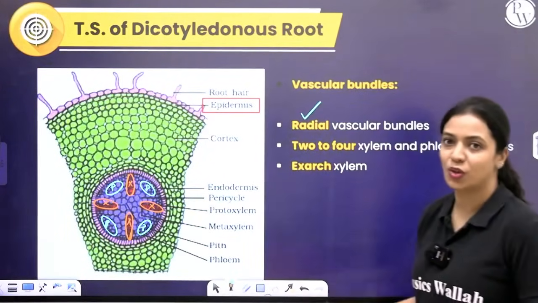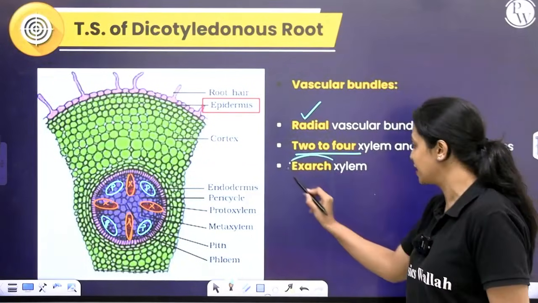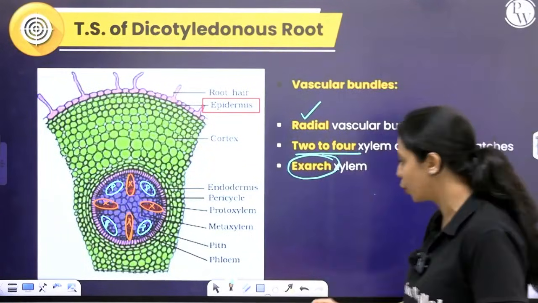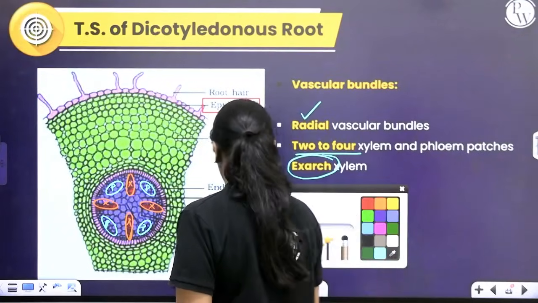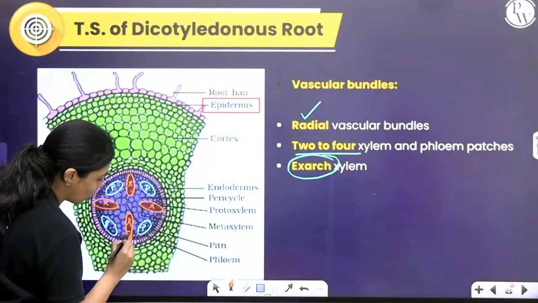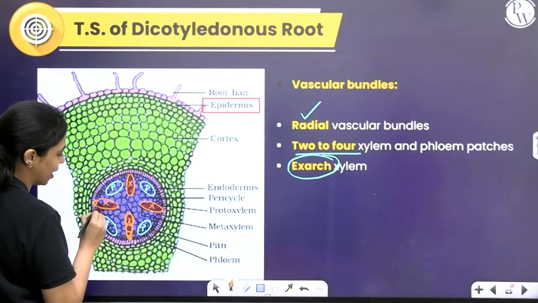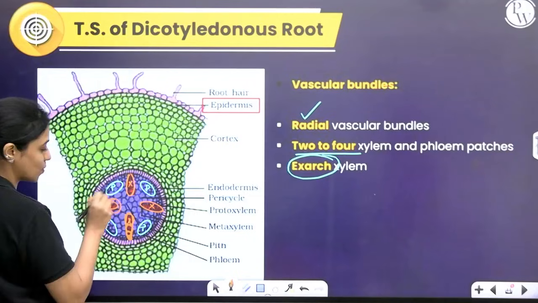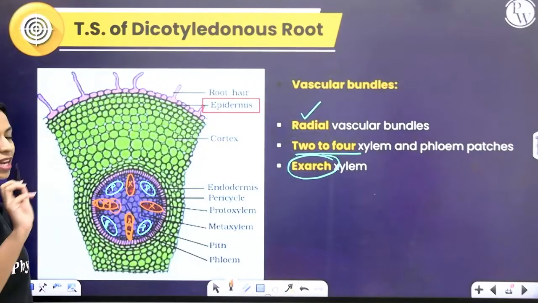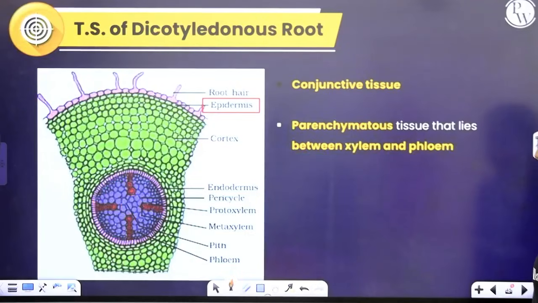The number of vascular bundles varies between 2 to 4. And here you can see exarch condition of xylem, which means the protoxylem faces towards the periphery, and metaxylem faces towards the center. The smaller elements are facing towards the periphery and the relatively larger ones will be facing towards the center. That is what we refer to as exarch arrangement of xylem.